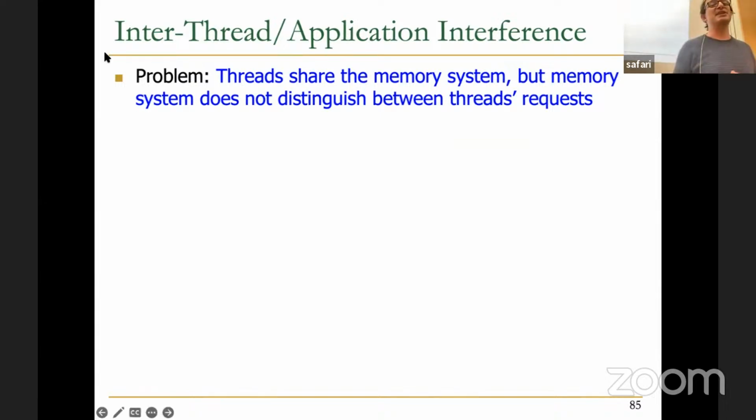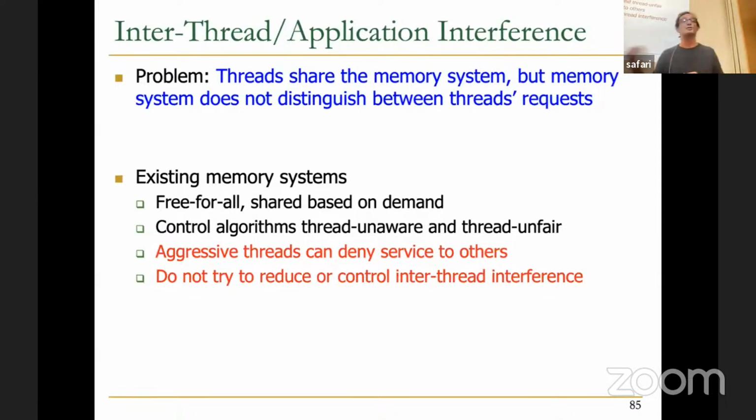But if you design a memory system that doesn't distinguish between different threads' requests, you may actually have problems, meaning one thread can deny service to another. So if your memory control algorithms are not aware of different threads' requests, for example, different hardware threads' requests, they may be unfair to different threads. As a result, aggressive threads can deny service to others, and you may lose system performance also because of this.